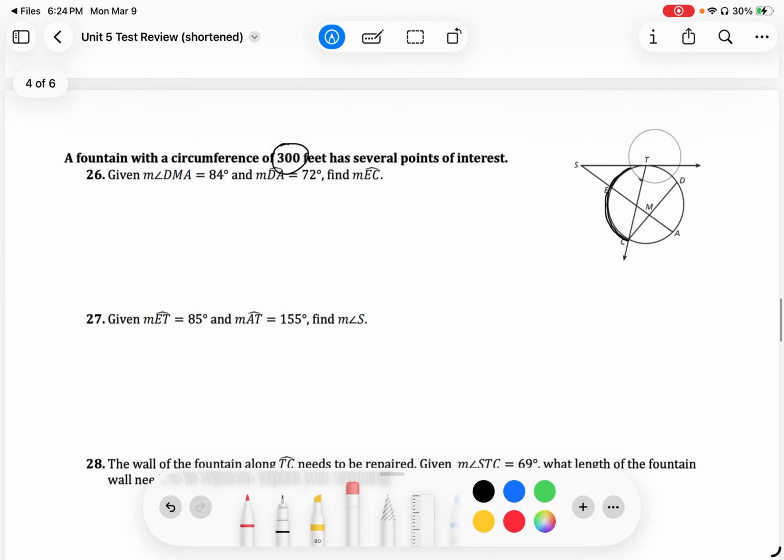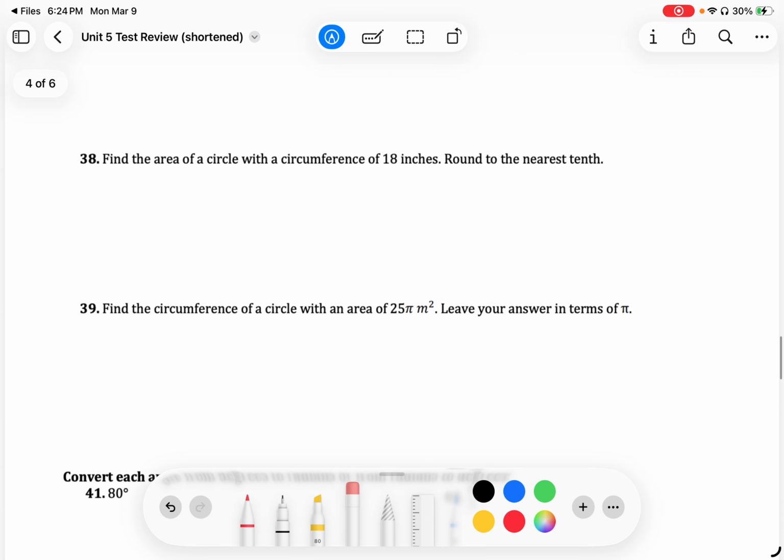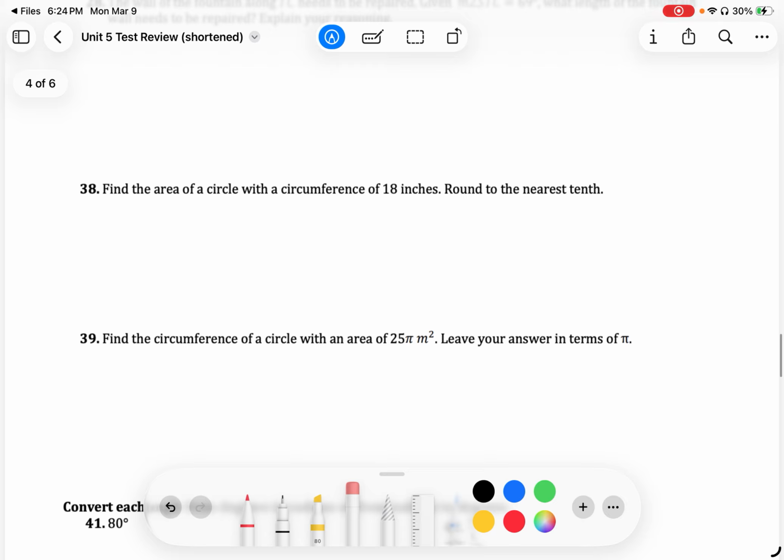Notice it's not asking for the measure of the arc there. It's actually asking for the length, which is why I had to find the actual length. All right, find the area of a circle with a circumference of 18 inches.